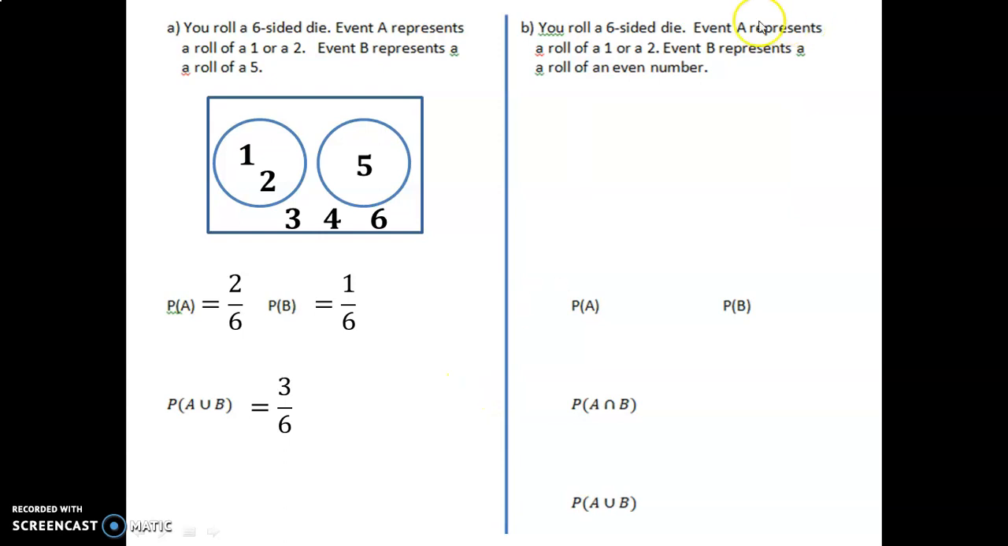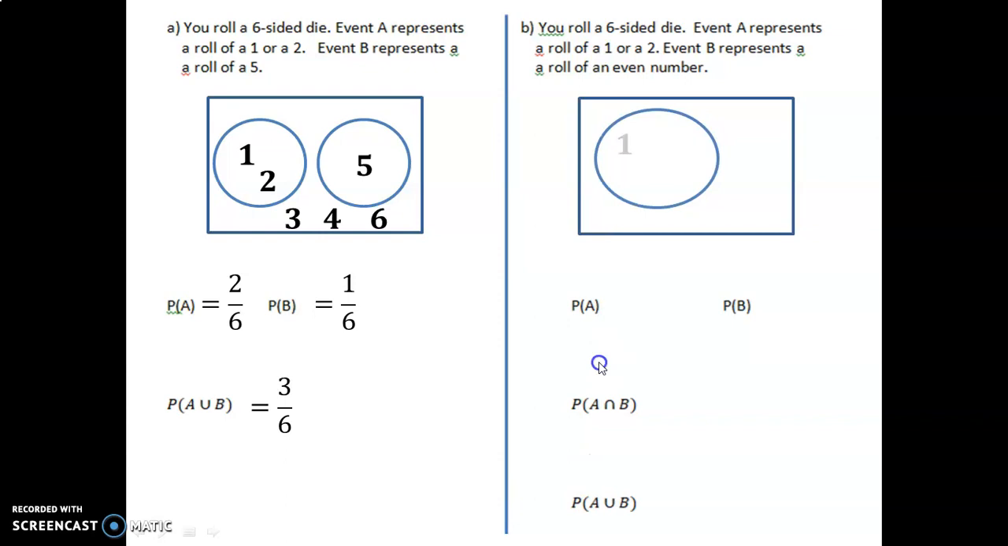Okay, take a look at the second one. See if you can draw that Venn diagram and then find these probabilities. In this case, we see a different symbol here. This one was union. This one is called intersection, and it means the probability of both things happening at the same time.